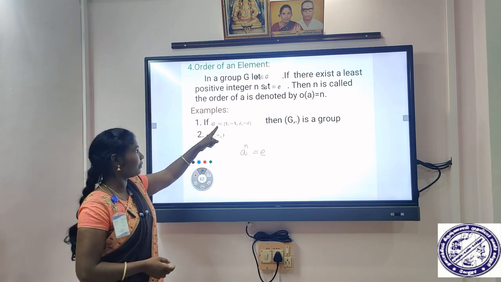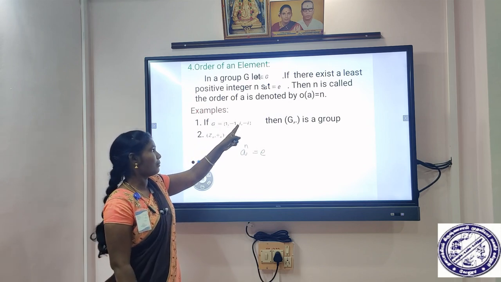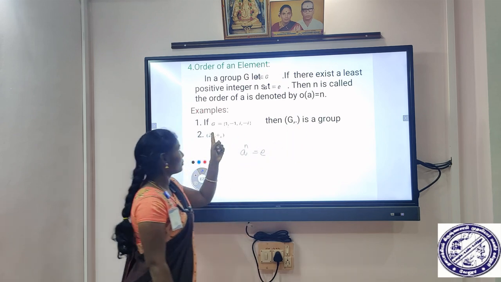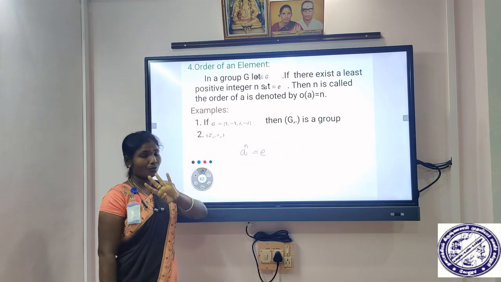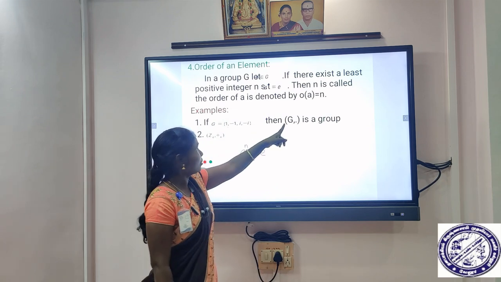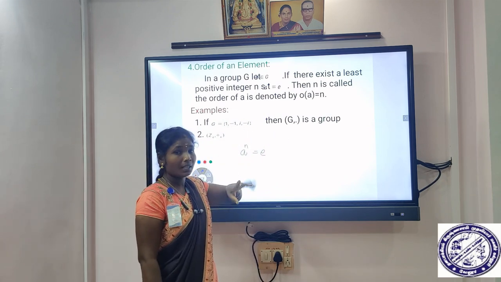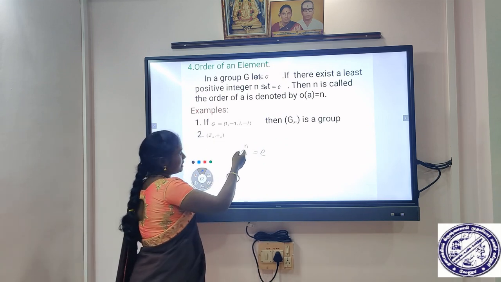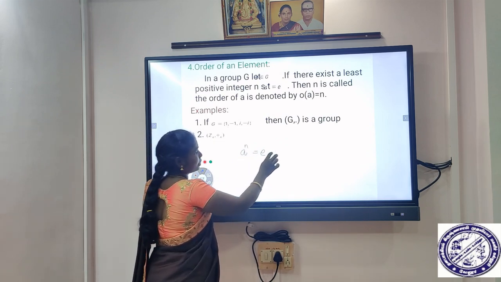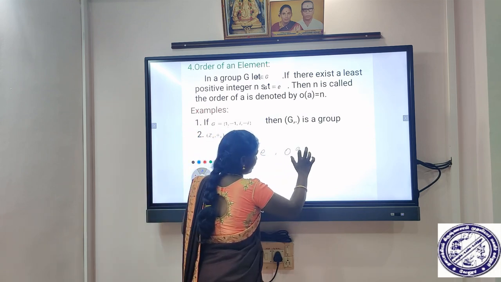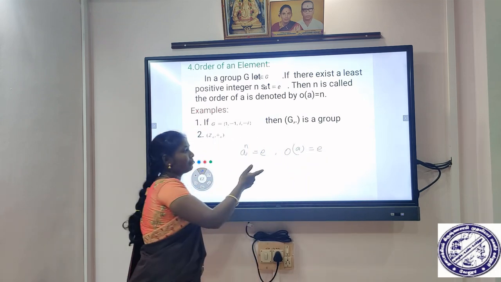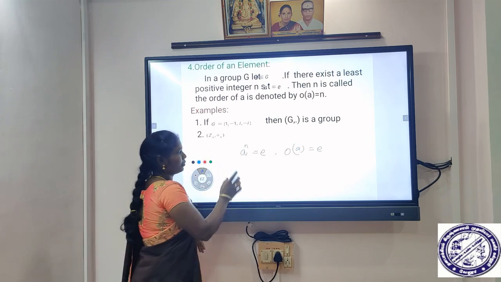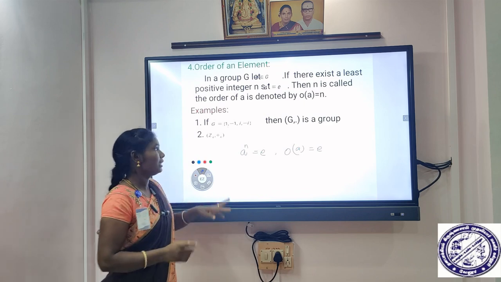First one: if G equal to {1, minus 1, i, minus i}, then (G, ·) is a group. So the number of elements in G is 4. It is a group with respect to the multiplicative operation. Okay. So the condition for order is here A power n equal to E, E is nothing but the identity element of the given set. Okay. So n is the least positive integer.